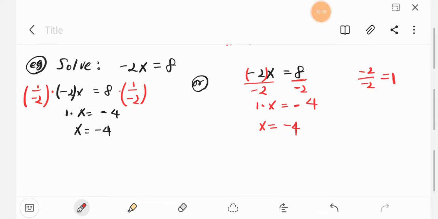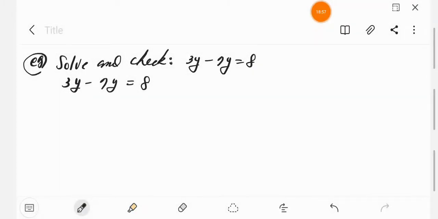So you can use any method, that is fine. If x is in a product, then you can divide each side by the same number, or you can multiply each side by the reciprocal of the same number. Okay, let's solve this equation and then check whether our solution is correct.